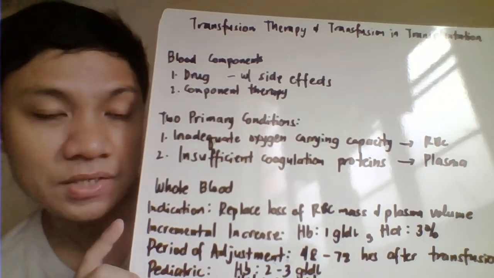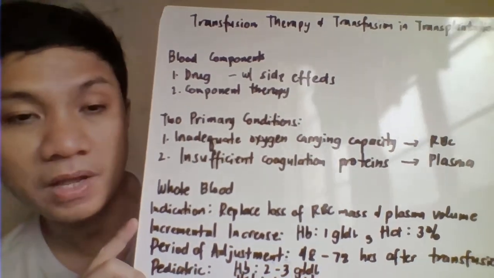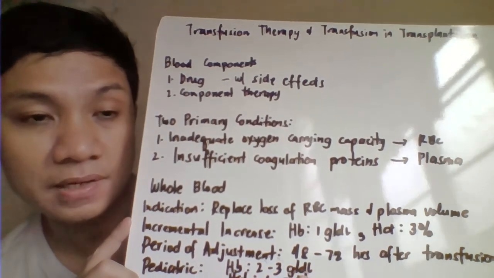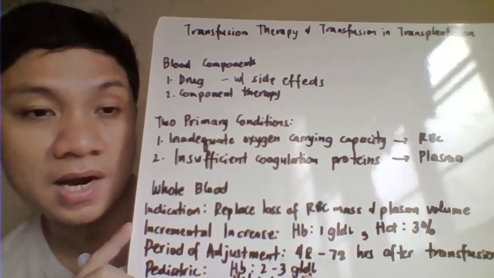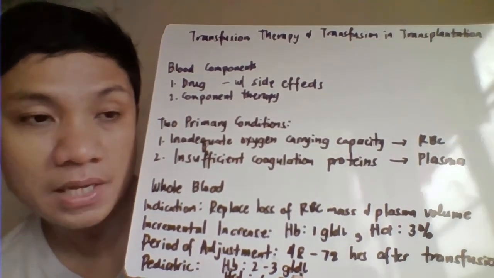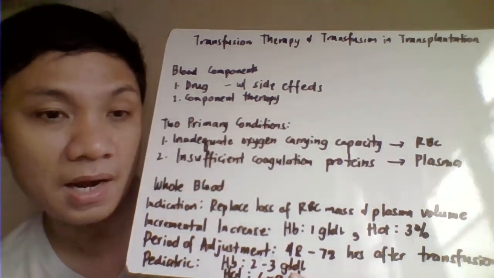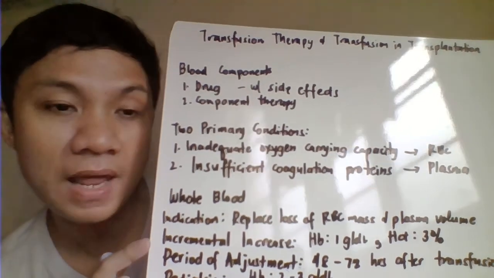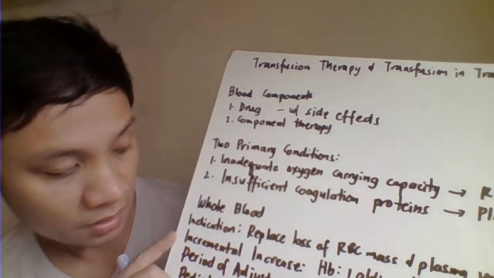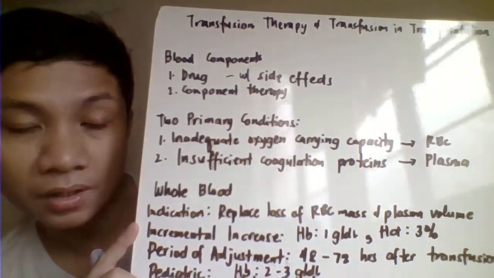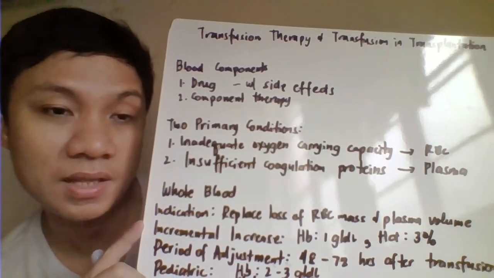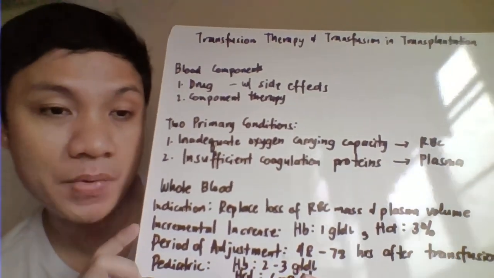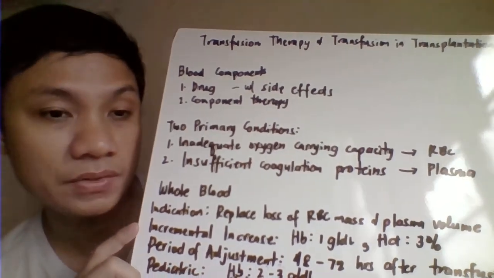So we start the discussion with the first blood component, the whole blood. Whole blood is basically for transfusion to increase the entire blood volume, including the plasma and the RBC mass. One unit of whole blood is 450 ml. We expect that 1 unit of whole blood can increase hemoglobin by 1 gram per dL and hematocrit by 3%.